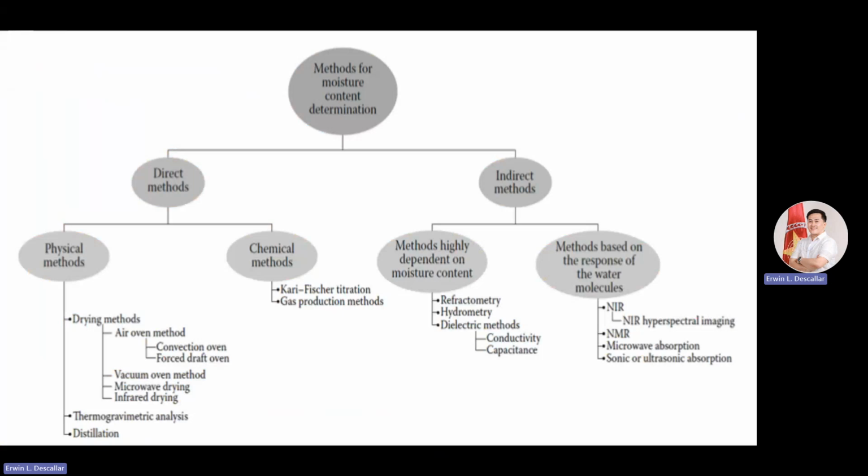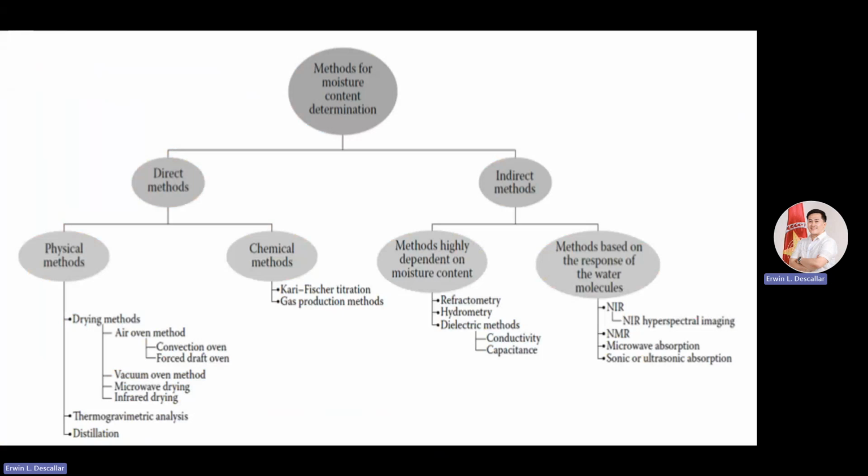Now, we will be focusing on the physical methods, such as the drying methods that use the air oven, the convection or the forced draft oven that is actually available in our laboratory on the sixth floor. However, we have some issues on the electricity. That is the reason why it limits your activity in the lab. Aside from that, we do also have the vacuum oven method, the microwave drying, and the infrared drying.